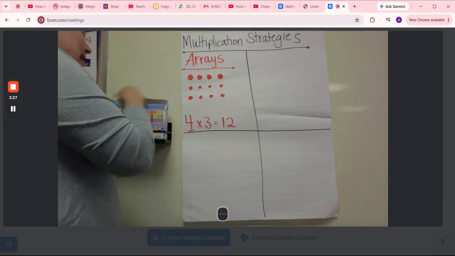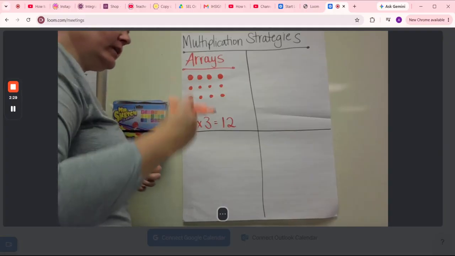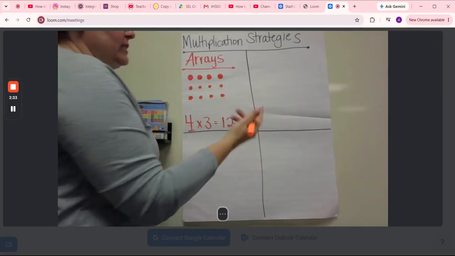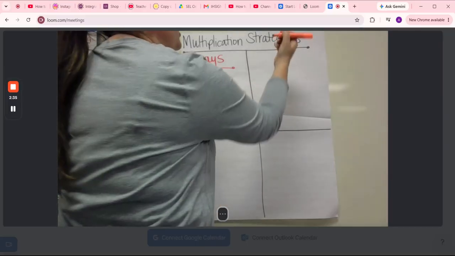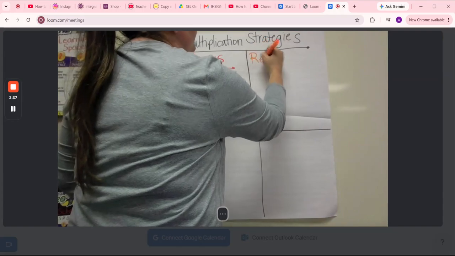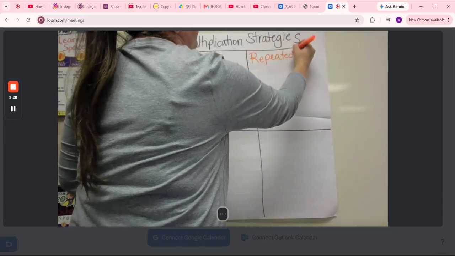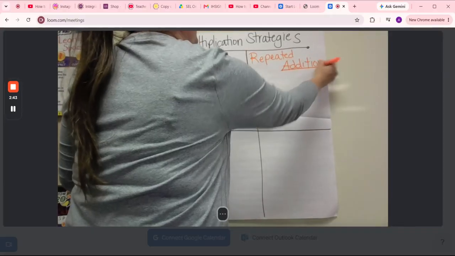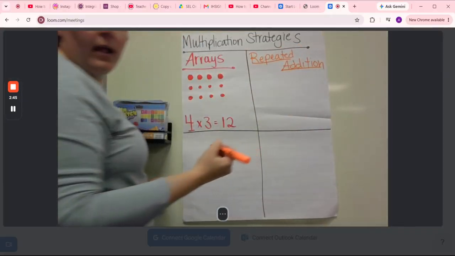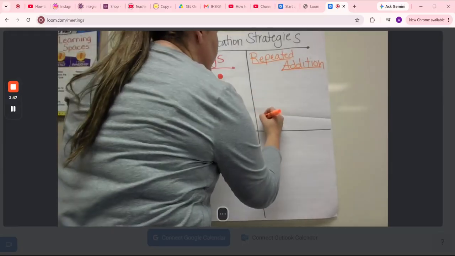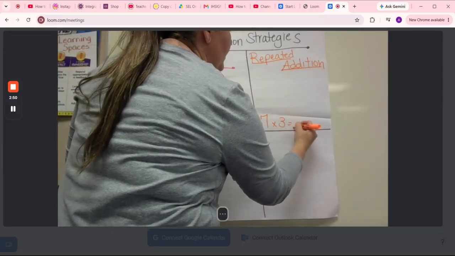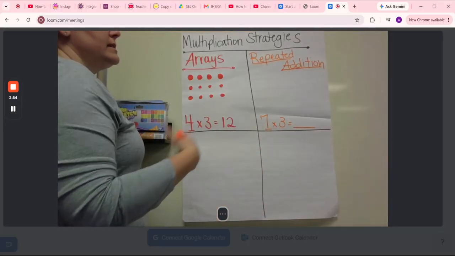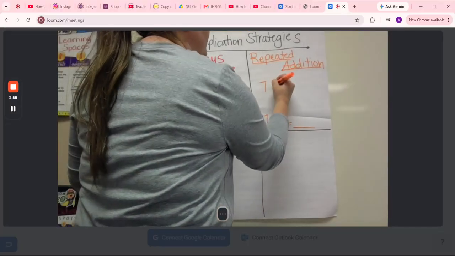The next strategy we look at, because eventually you're going to want to move away from drawing the dots, especially as you get into fact families with larger numbers, is repeated addition. You want your students to pick up on the fact that whenever we multiply, we are always repeating a number. If you're going to use this strategy, I remind students I like to start with the bigger number because then I have to repeat it fewer times.